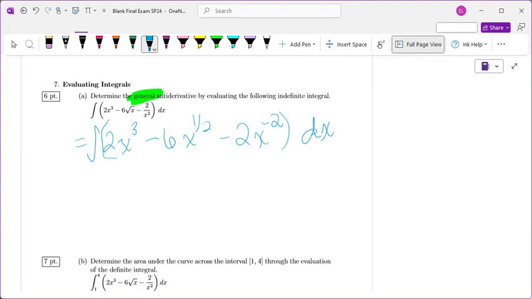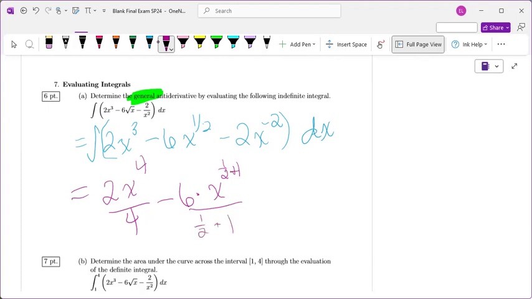All right, so our basic rule for antiderivatives is our power rule backwards. So we add 1 and divide by it. So the 2 is a constant multiple, so we're just going to get that in our antiderivative. And then x to the third plus 1 will be 4, and I divide by it. Minus 6 times, now I'm going to do x to the 1/2 plus 1 and divide by 1/2 plus 1. And then minus 2 times x to the -2 plus 1, which is -1. So we get that.